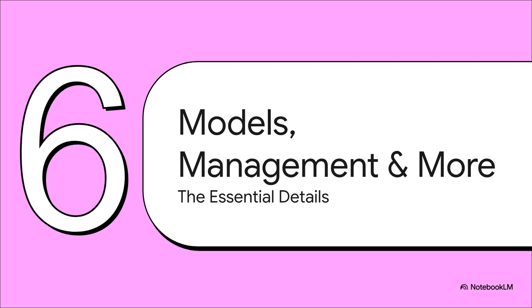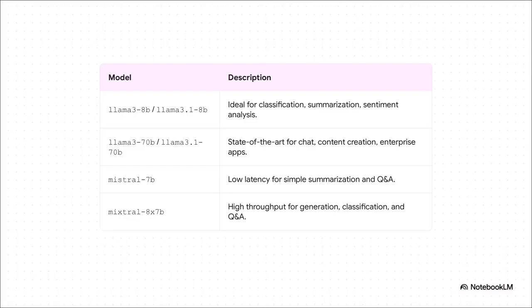Okay, before you run off and start training everything, let's cover a few of the essential details. The nuts and bolts you'll need to know to really get started successfully. First up, which off-the-rack suits can you choose from? Well, Snowflake gives you a fantastic selection of top-tier models from Meta and Mistral. You can grab smaller, faster models like Mistral 7B for quick tasks, or you can go for the absolute powerhouses like Llama 3 70B for really complex reasoning and content creation.